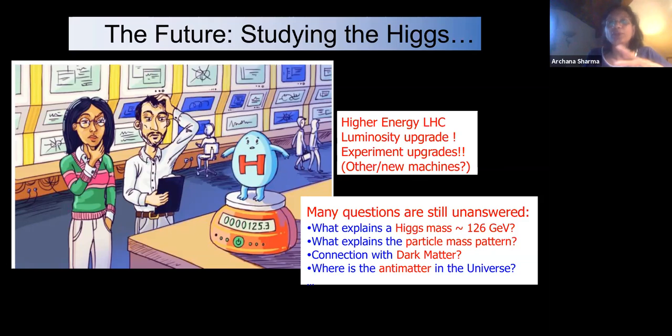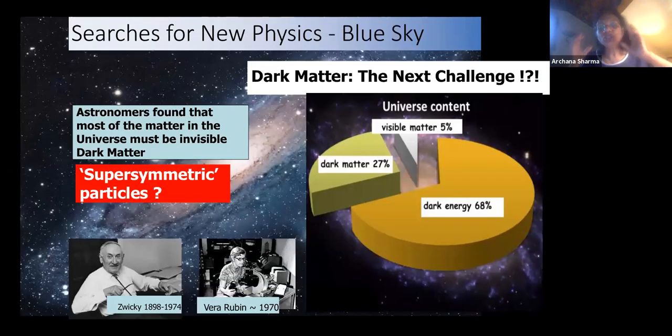And all the questions that I had been bringing up previously are the blue sky research that is actually, at the moment, very much the focus of what we are trying to do. So yes, we are looking at various theories. One of the theories is also called supersymmetric particles, and we are trying to look at candidates of supersymmetric particles and also candidates for dark matter in our data.